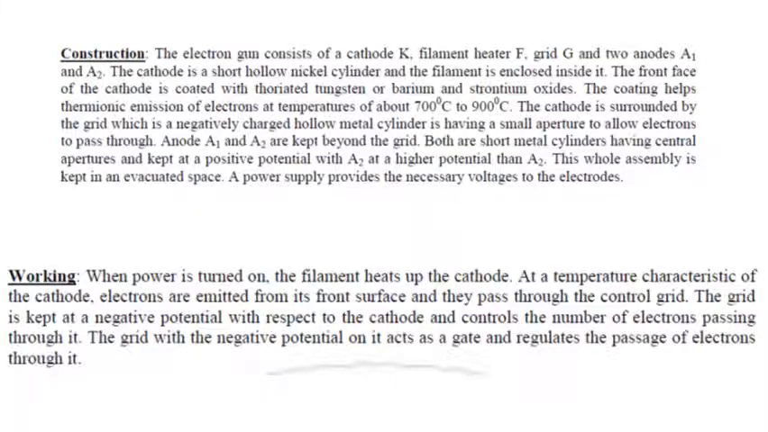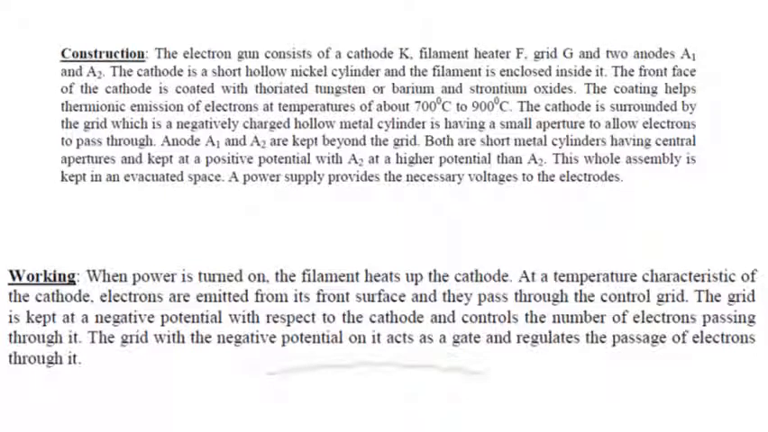As is clear, these are the parts of the electron gun: cathode, filament heater, grid, anodes A1, A2. The cathode is a short hollow nickel cylinder and the filament is enclosed inside it. The front face of the cathode is coated with thoriated tungsten or barium or strontium oxide. The coating helps thermionic emission of electrons at a temperature of 700 to 900 degrees Celsius. The cathode is surrounded by the grid, which is a negatively charged hollow metal cylinder having a small aperture to allow electrons.